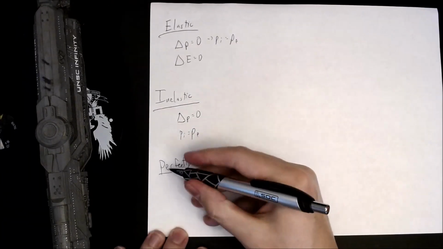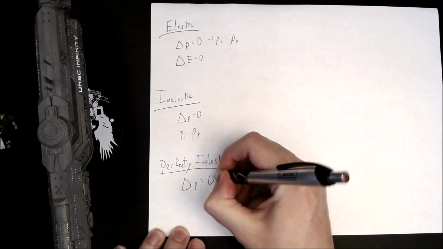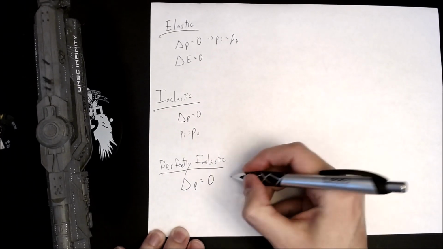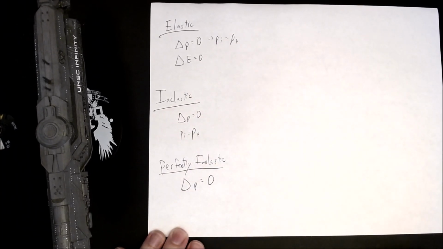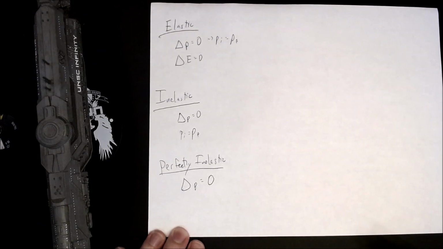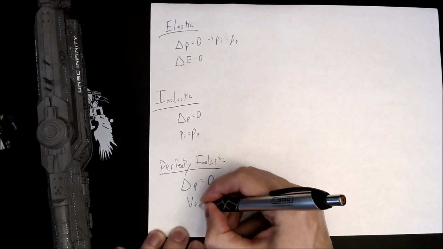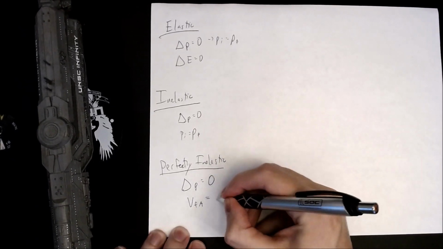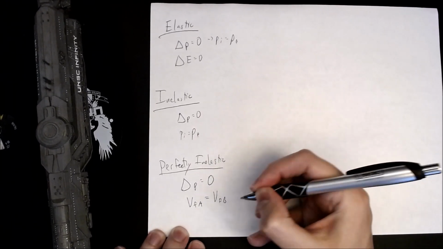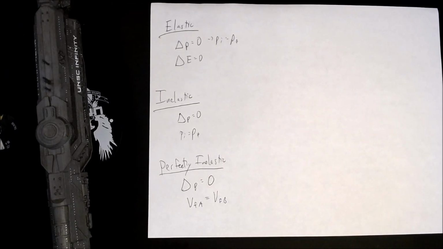And so in this kind of collision, you still get delta P is equal to 0. And of course, initial momentum will equal the final momentum. And you'll also know that V final of whatever the first object is equal to the V final of the second object. The two objects will have the same final velocity because they have stuck together.